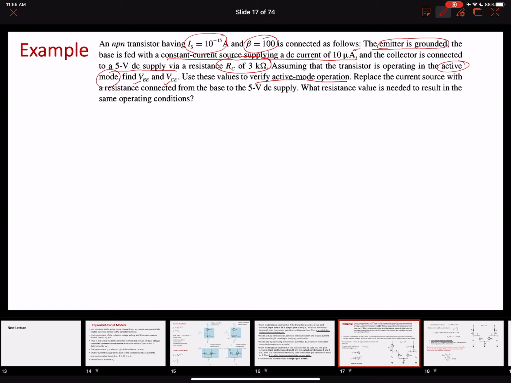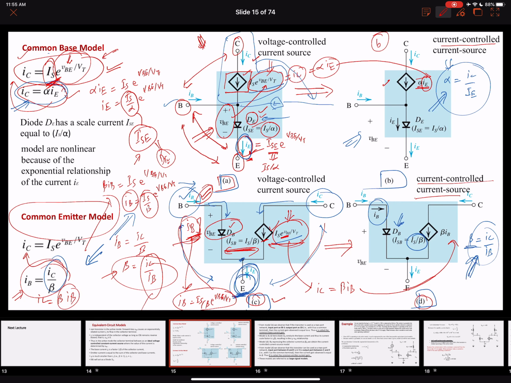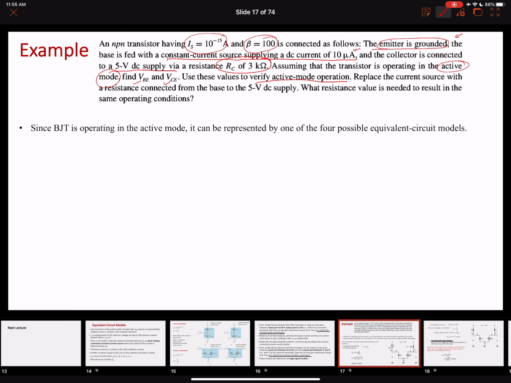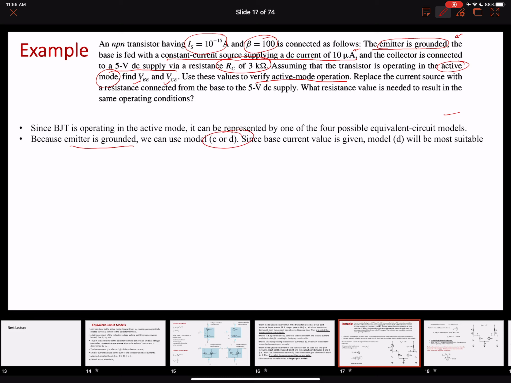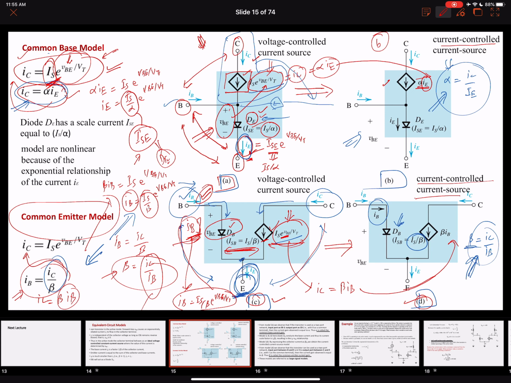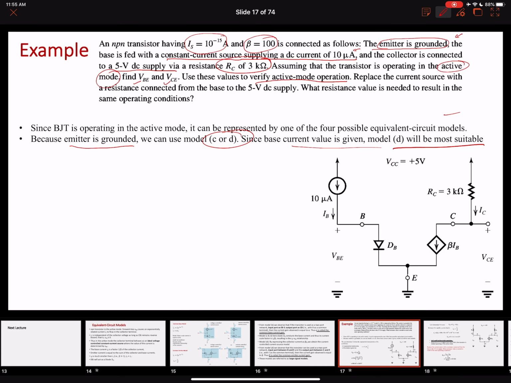Okay. So since we know that the emitter is grounded, if I have to draw an equivalent circuit model from the models that we discussed, which of the models am I going to use? I'm going to use one of these models, right? Either I can use a B, C model or a D model. They are one and the same. So we can use one of the 4 possible equivalent circuit models. Since the emitter is grounded, we can use either model B or C. Since we have a base current given, we can use a D model. We can potentially use a C model as well, and potentially replace this IS value, this collector current value, by beta times IB.